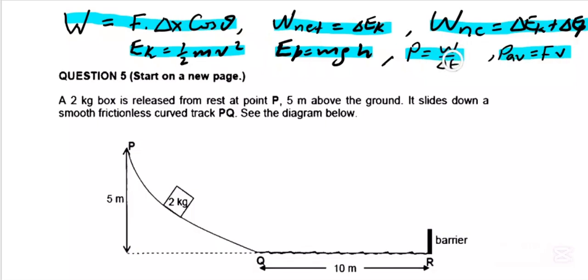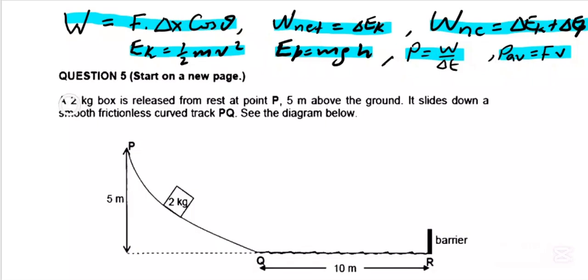So this one, if I am given time, I use this, because I will just calculate the work done by the force they are talking about. Then for the average power, if I am given velocity, then I will look for the force they are talking about. So again, if I'm given the time, I will use this one. But if I'm given velocity, I will use this one. Okay, so let's quickly go to the question.